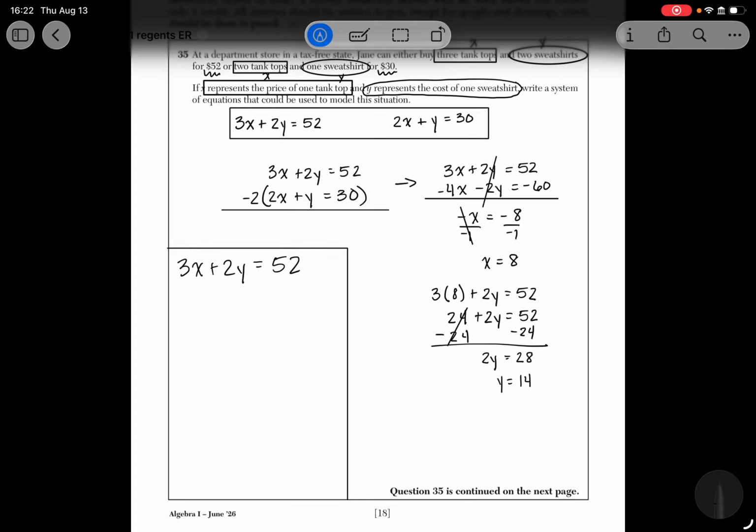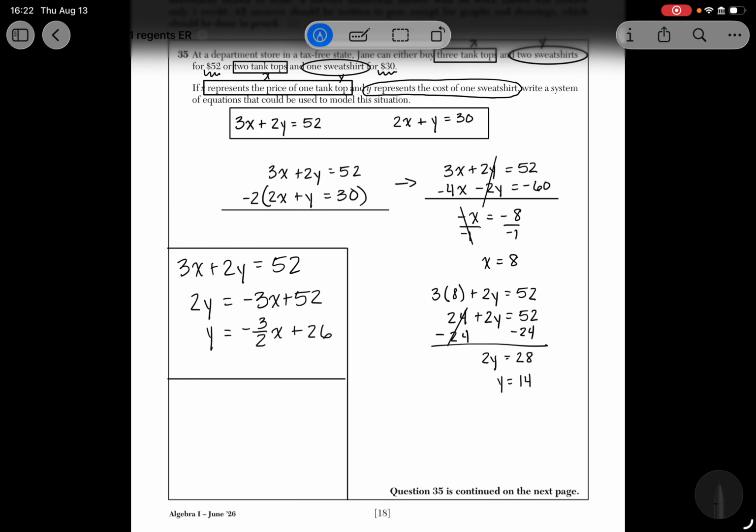So we're going to subtract 3x from both sides, which leaves 2y equals negative 3x plus 52. Y still isn't by itself, so we need to divide everything by 2, which is y equals negative 3 halves x plus 26. That's our first equation. Now we need to do the second.